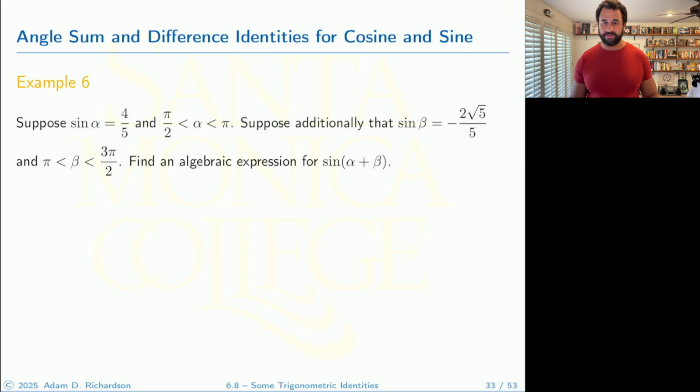Now we can do something that's even a little bit more complicated with these angle sum formulas here. So let's say we know this. Suppose we know sine of alpha is 4 over 5, and we know alpha has to be in the second quadrant there, right? That's Q2 between pi over 2 and pi. Suppose we also know that sine of beta is negative 2 root 5 over 5, and we know that beta has to be in the third quadrant. What is an algebraic expression for sine of alpha plus beta?